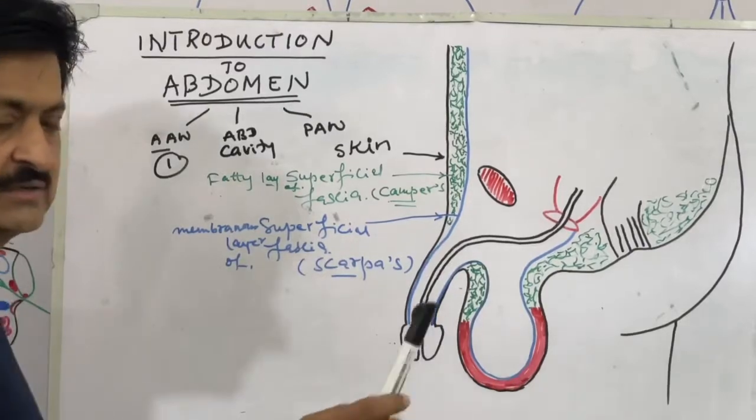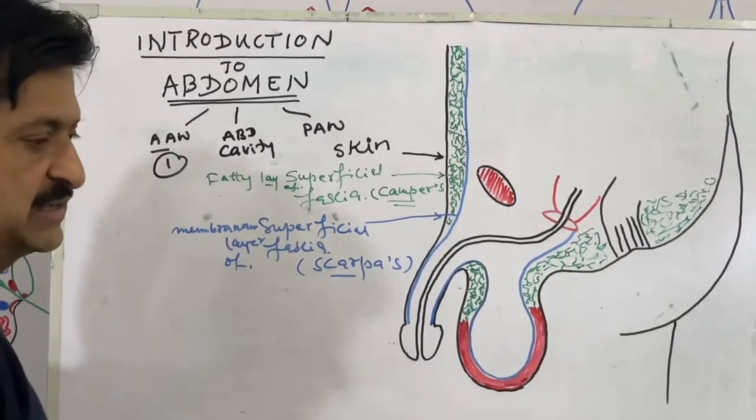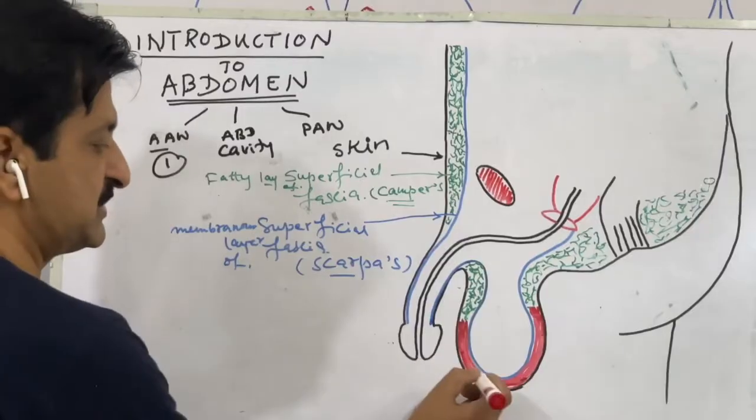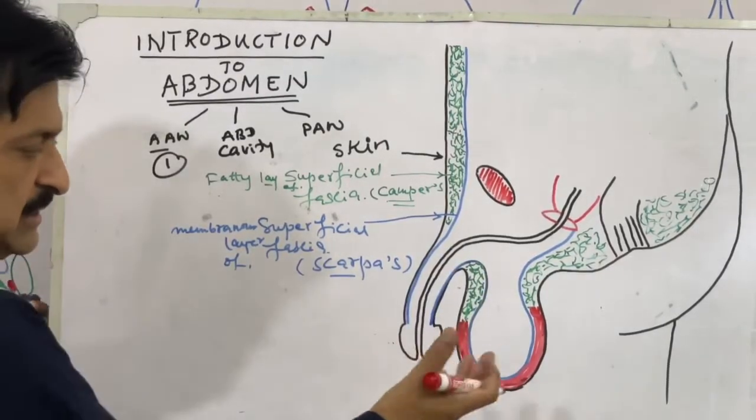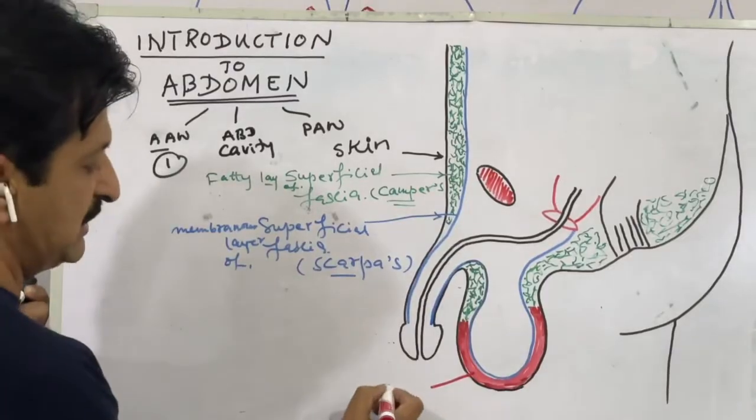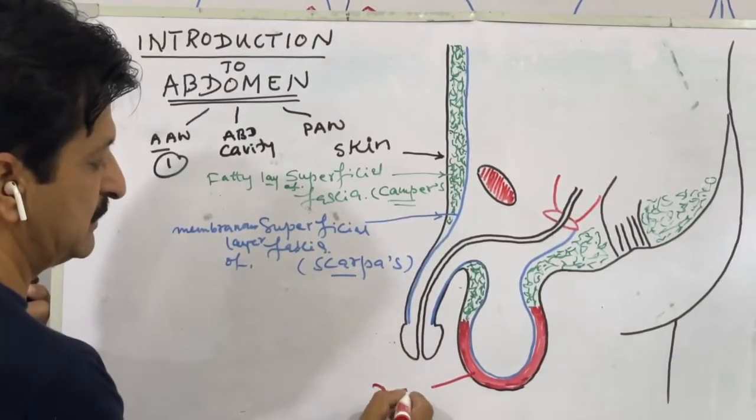This smooth muscle is called the dartos muscle. It's very important. This is in fact the dartos muscle. It's a transformation of the fatty layer into smooth muscle. It's mesenchymal and under the control of the sympathetic nervous system. So we call it the dartos muscle. It's important here.